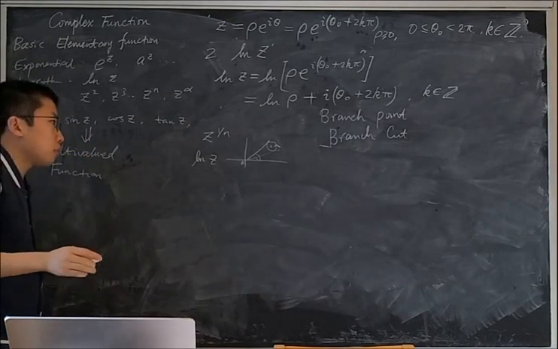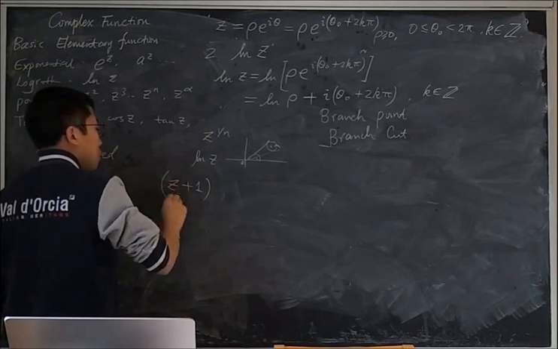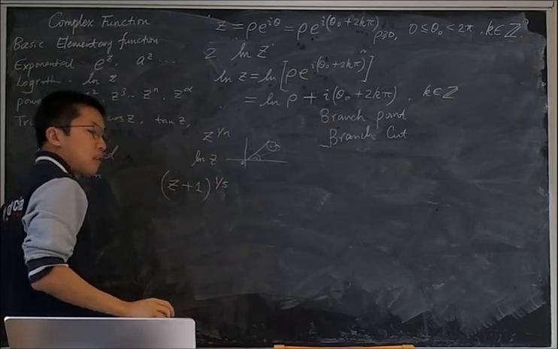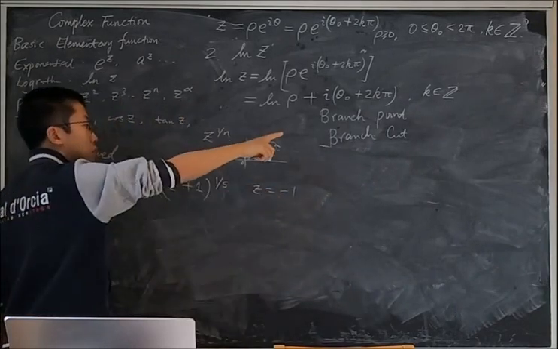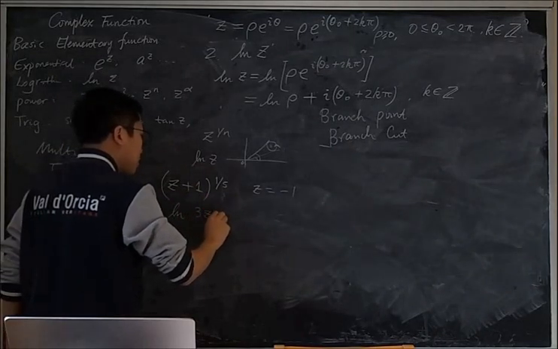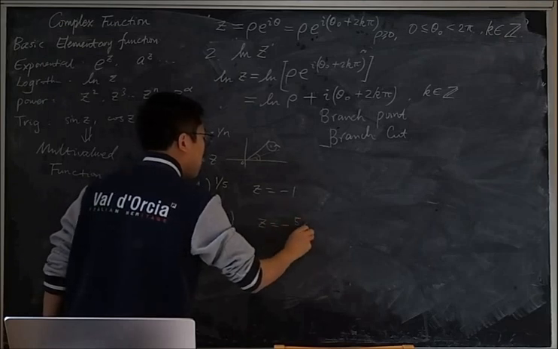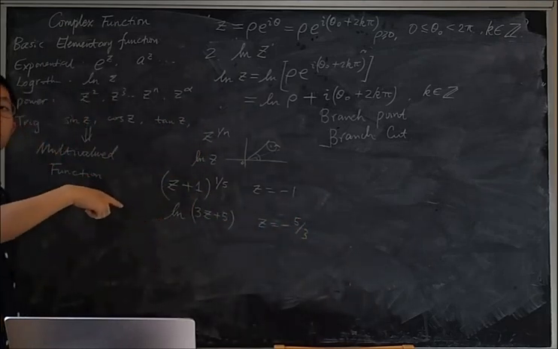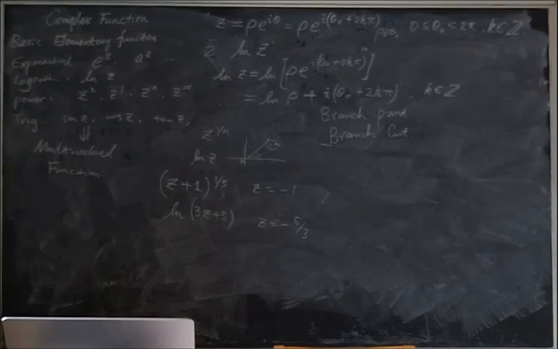And of course, if you construct other functions, for example, z plus 1 to the power of 1 over 5, then in this case, z equals negative 1 is going to be the branch point. If you say ln of 3z plus 5, then z equals negative 5 over 3 is going to be the branch point. So that actually depends on your specific function.